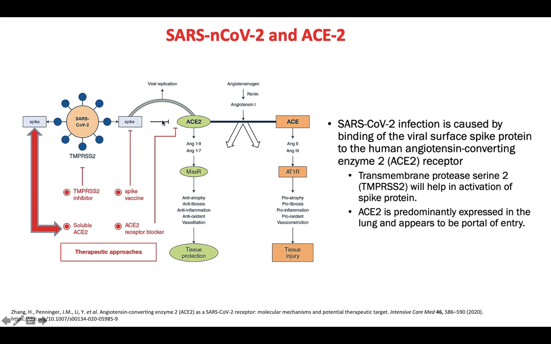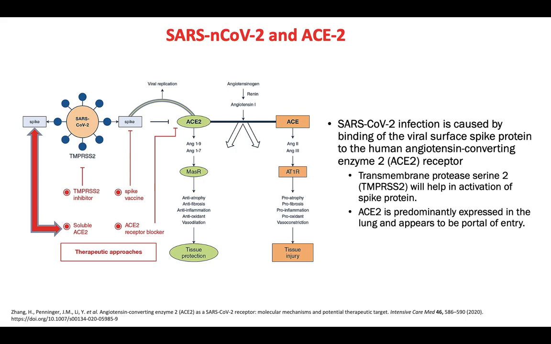When this spike protein gets activated, it interacts with angiotensin converting enzyme 2. The basic functions of this ACE2 are anti-fibrotic action, anti-inflammation, antioxidant effects, and it also helps in vasodilation.